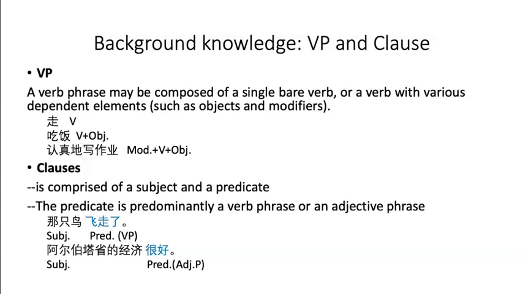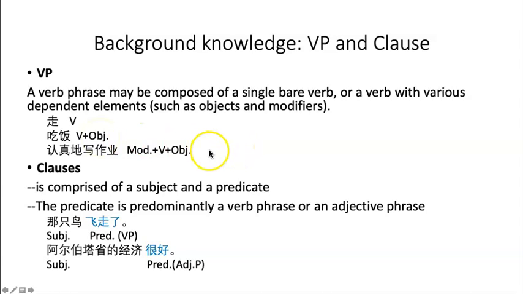Let's look at what is a verb phrase and a clause. A verb phrase, abbreviated as VP, may be composed of a single bare verb or a verb with various dependent elements, such as objects and modifiers. The simplest verb phrase is a bare verb, as in this example, 走. 吃饭 is another verb phrase. It is a bit more complex than just a single verb. It is composed of a verb and its direct object, 饭.